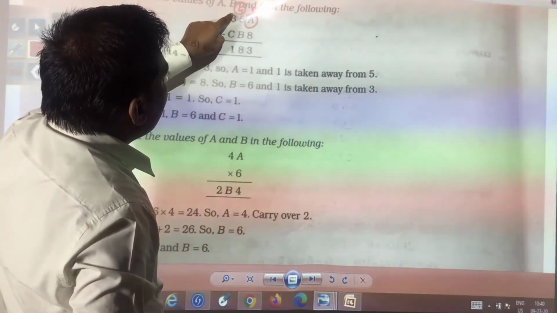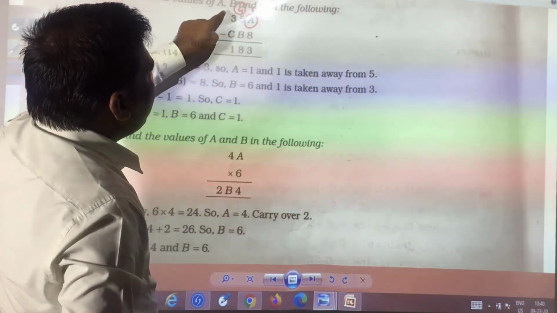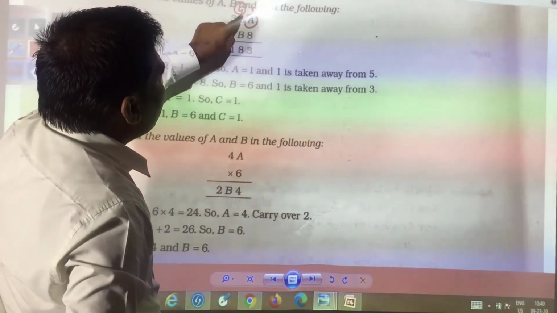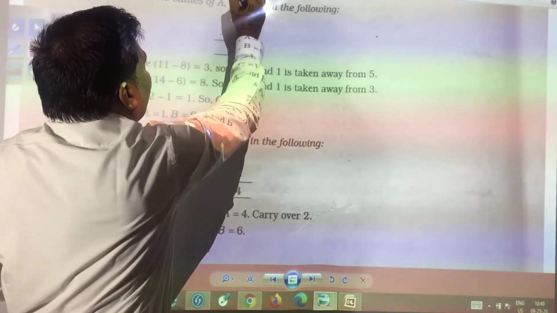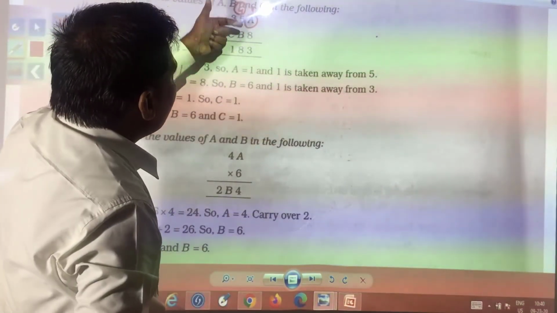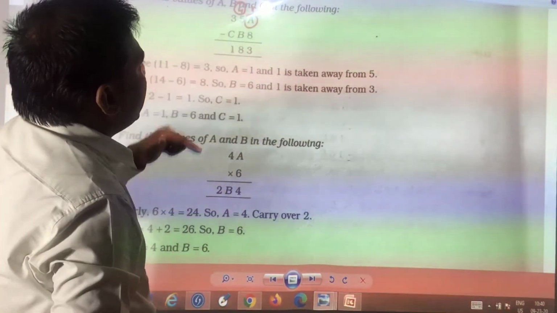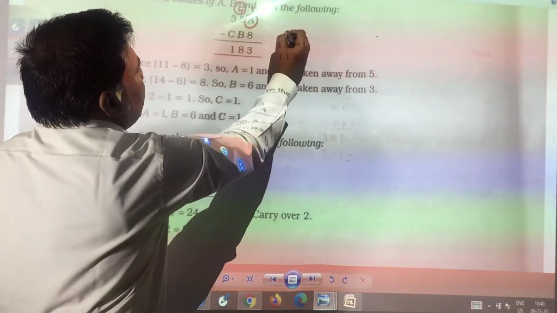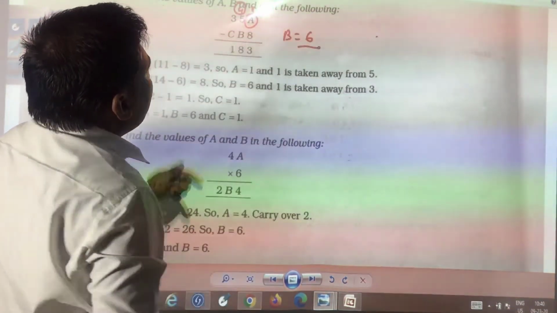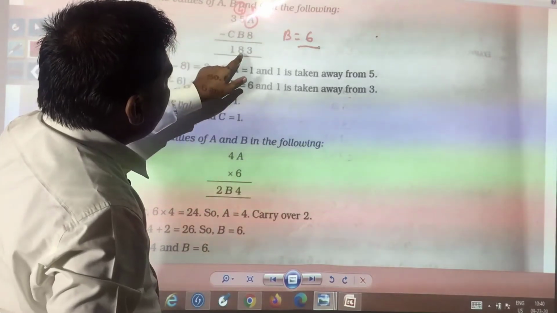Now, with 4, you need to subtract what number so that you will get 8? Definitely, if you have 4, we need to borrow from 3, so it will become 14. So, 14 minus what number we will put so that we will get 8? 14 minus 6, B should be what? 6. 14 minus 6 would be 8.